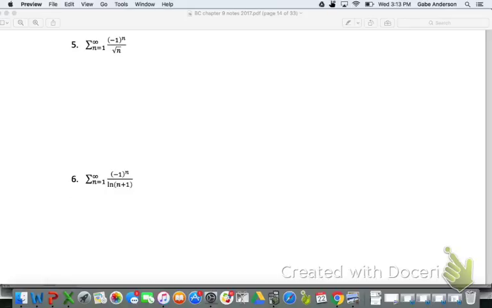With number 5, do you see the classic alternating element right there? Negative 1 to the n, it's just going to go minus plus, minus plus, minus plus forever, right? And so I think what we can do is discuss that and say the series is alternating, and that will cause us to think in a certain way.